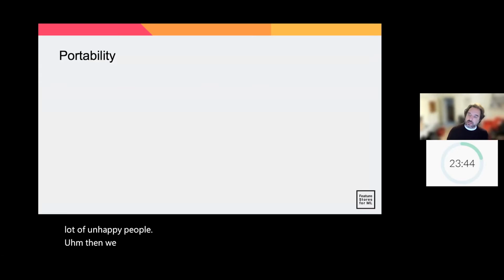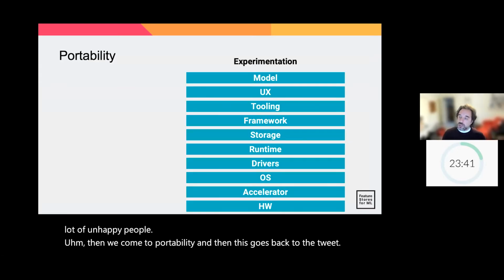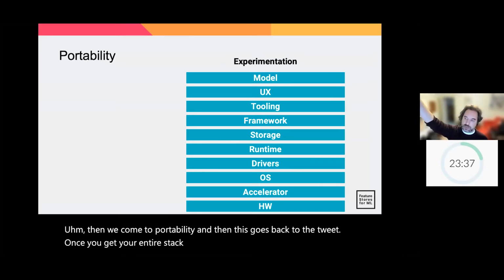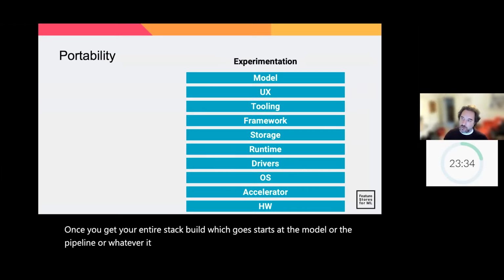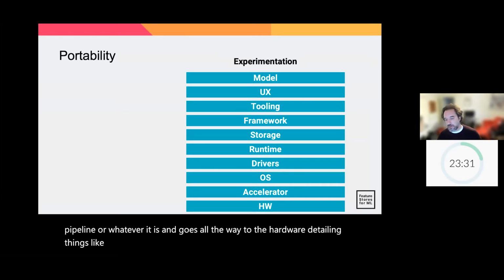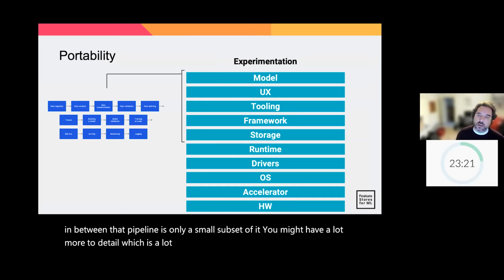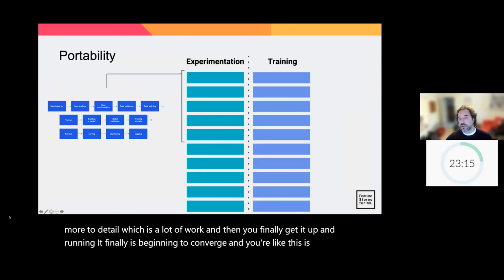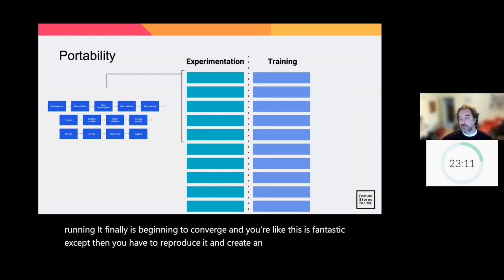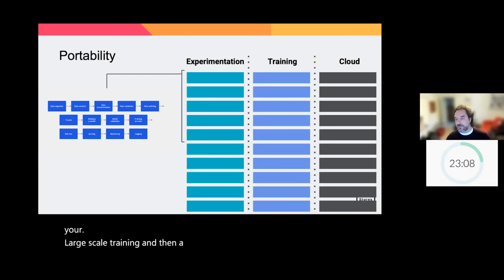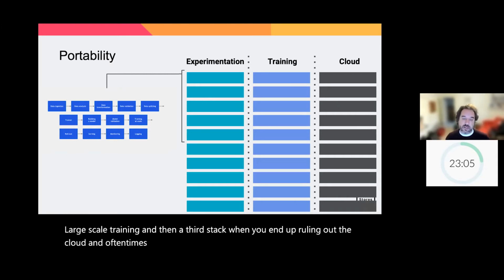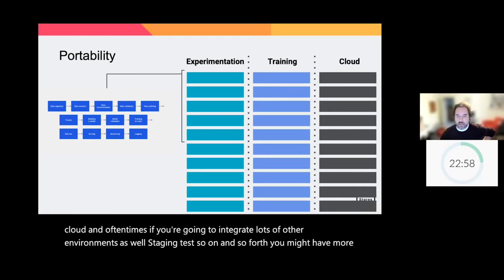Then we come to portability. And this goes back to the tweet. Once you get your entire stack built, which starts at the model or the pipeline or whatever it is, and goes all the way down to the hardware, detailing things like drivers and accelerators that you might choose, and every level in between, that pipeline is only a small subset of it. You might have a lot more to detail, which is a lot of work. And then you finally get it up and running. It finally is beginning to converge, and you're like, this is fantastic. Except then you have to reproduce it and create an entirely new stack for your large-scale training, and then a third stack when you end up rolling out to cloud. And oftentimes, if you're going to integrate lots of other environments as well, staging, test, so on and so forth, you might have more stacks to recreate again and again.